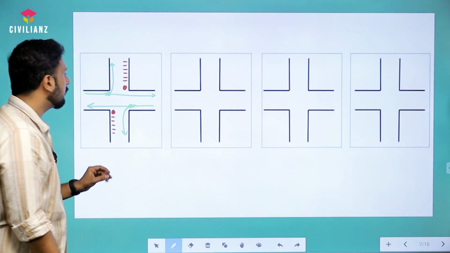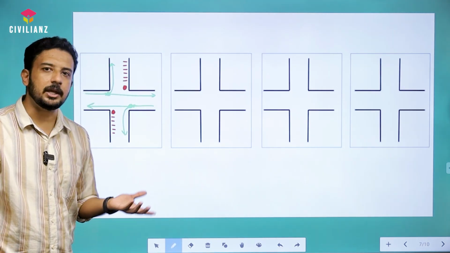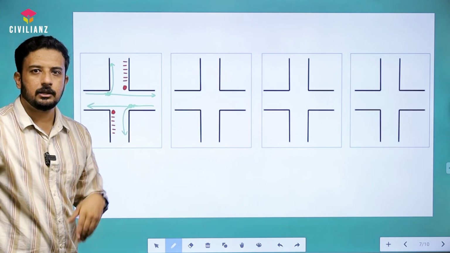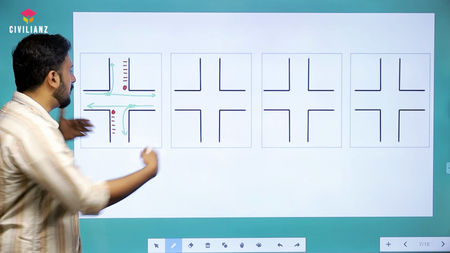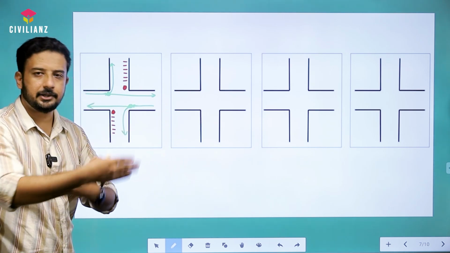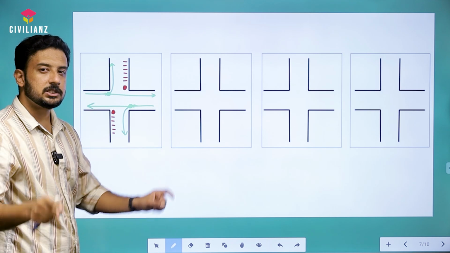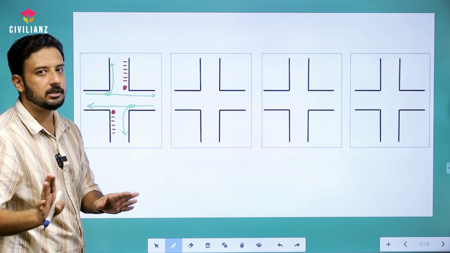Which means if we are not allowing the vehicles to take the right turn, then 2 roads can travel together, or the vehicles which are coming in 2 different roads can travel simultaneously. That is possible. But the only condition is we should not be allowing them to take the right turn.